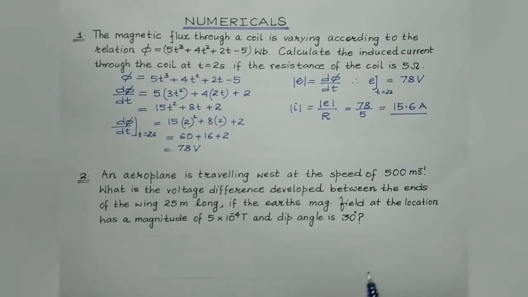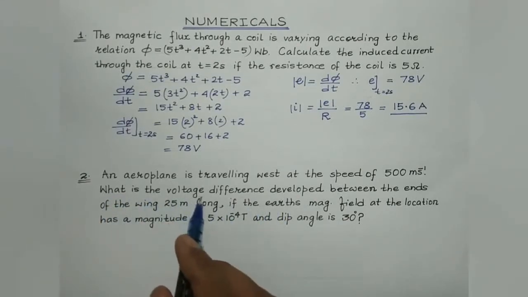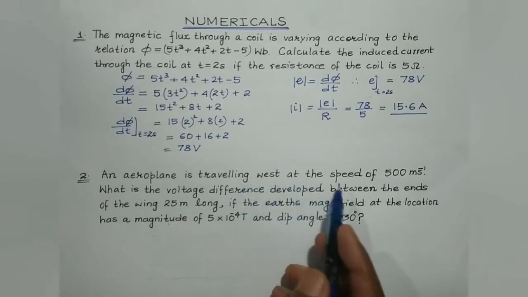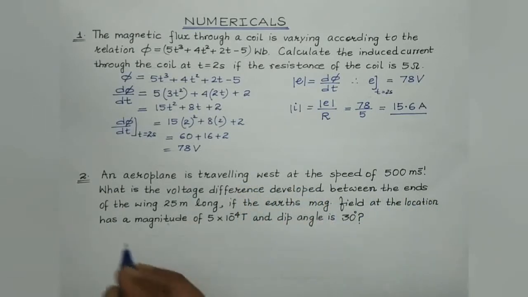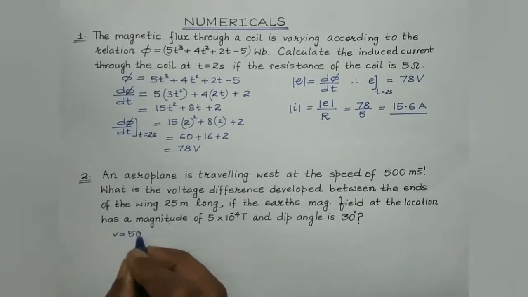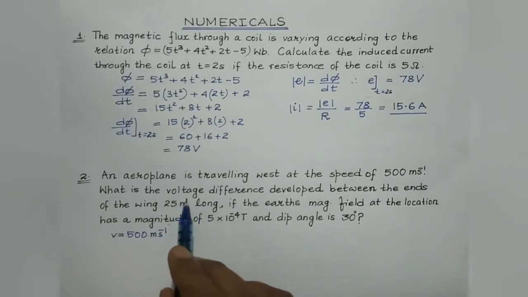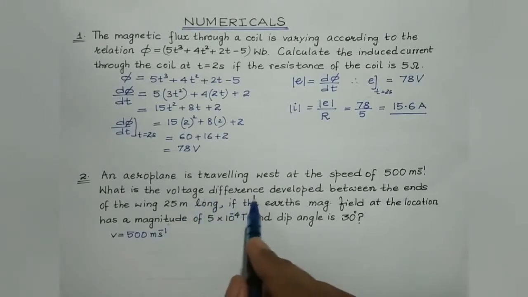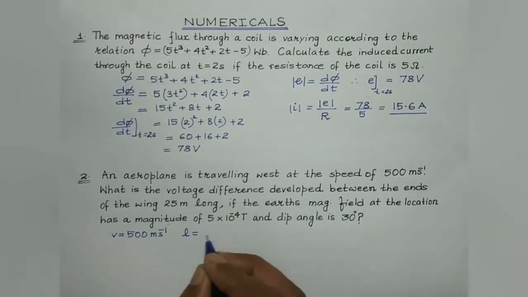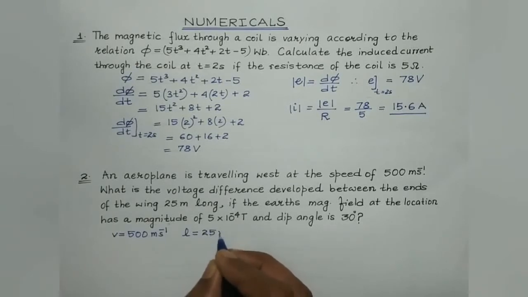Now students, let's try to attempt the next question, which is a very important one. An aeroplane is traveling west at a speed of 500 meter per second. Okay, the velocity of the aeroplane is given to be 500 meter per second. We are supposed to find out the PD, potential difference, developed between the ends of the wing, 25 meter long. So length is to be considered as 25 meter.